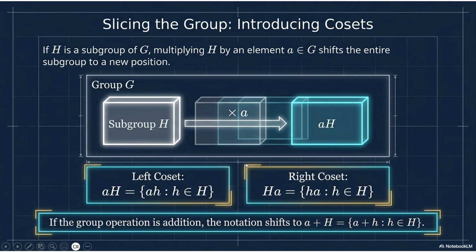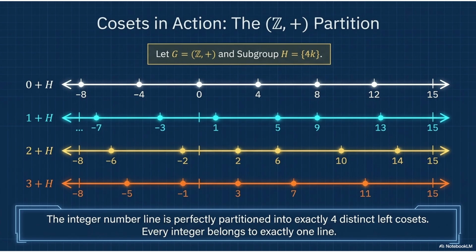We can see an example. Consider group G, which is the set of all integers under addition, and a subgroup H, which is the multiples of 4. Take an element 0 from G and form the coset 0 plus H. This is obviously a left coset because 0 is operated from the left side. So 0 plus H will give me capital H itself, because 0 added to 0 is 0, 0 added to 4 is 4, 0 added to 8 is 8, etc.